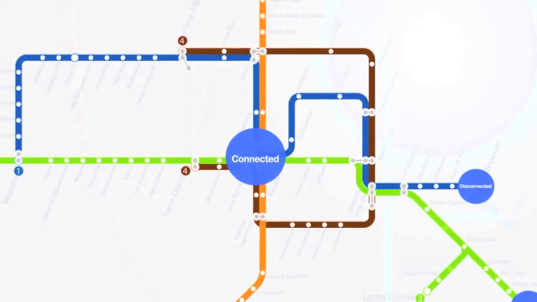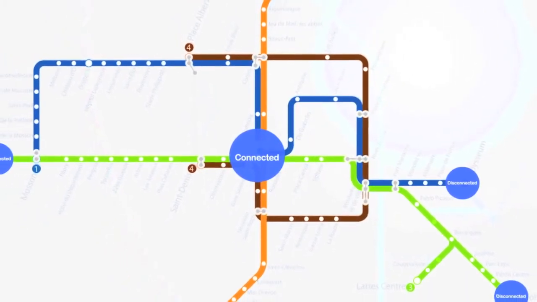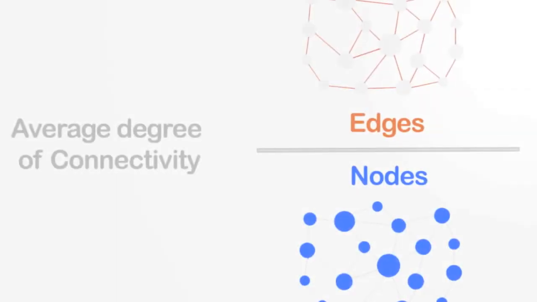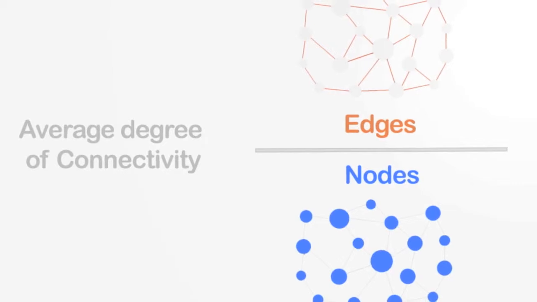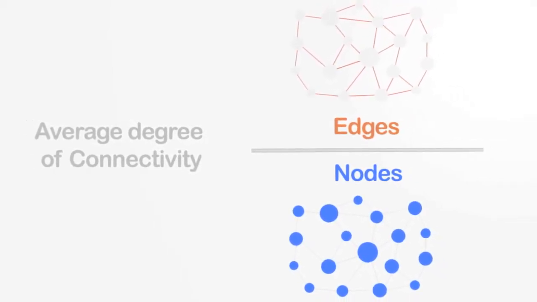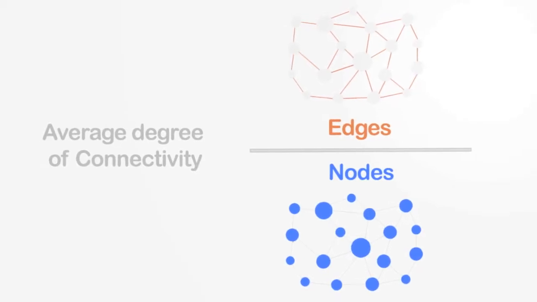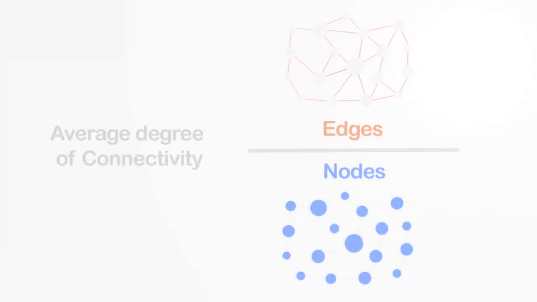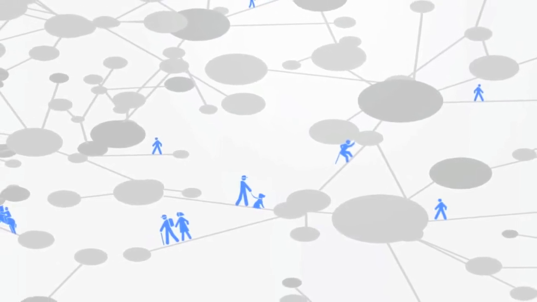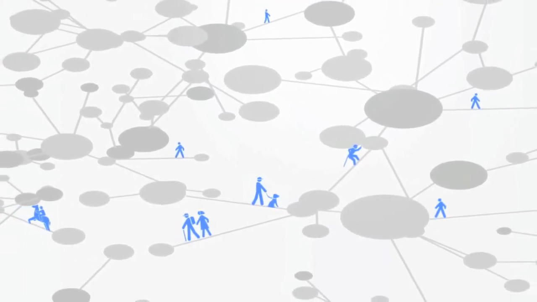This will tell us many things about it, such as how quickly a new event could spread or propagate through the system. The average degree of connectivity will give us a quick answer to this. This is calculated by taking the total number of edges and dividing it by the total number of nodes within the network. We also need to take into account how large the network is, that is to say how far it is on average from one point to another.